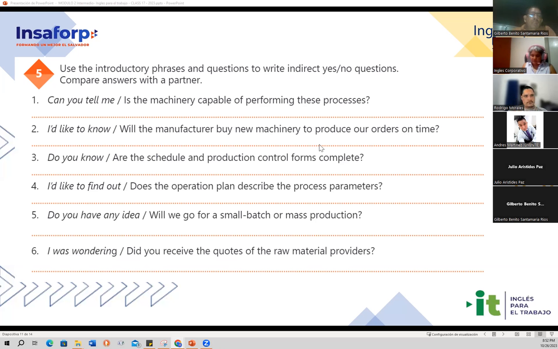Teacher, in this case, can you tell me if the machinery is capable of performing these processes? You said, Gilberto, can you tell me if the machinery is capable of performing these processes, right?